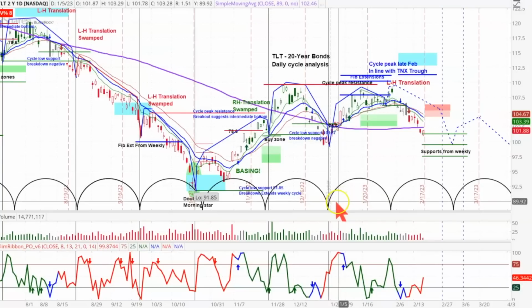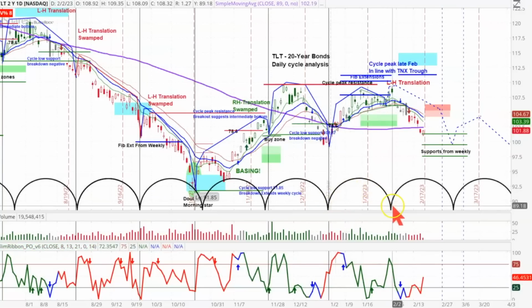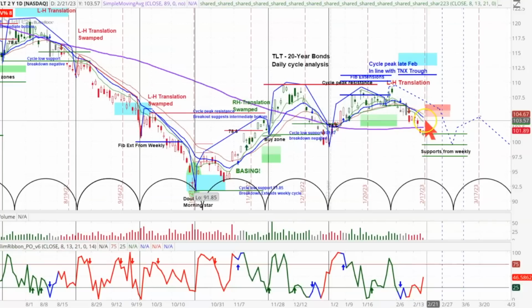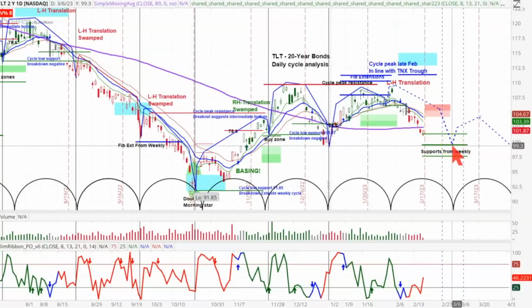Now something happened in here. This is a positive cycle, as you can see right in here, and then it rallied and broke that low. It created a left-hand translation. That was a very early peak and then it came down and broke the key low, and it says it's likely to decline to this time frame, which is out here into the 2nd or 3rd week of March.